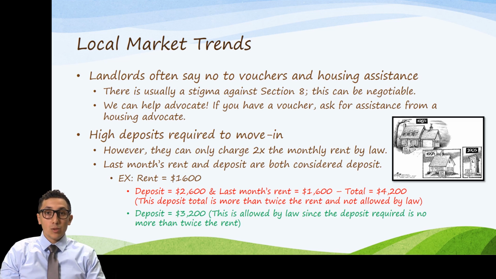If the deposit is $2,600 and the last month's rent is $1,600, this adds up to a total of $4,200, which is more than 2 times the rent. A deposit of $3,200 is allowed since this is no more than 2 times the rent.